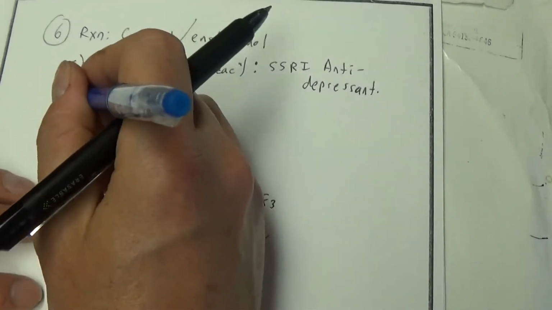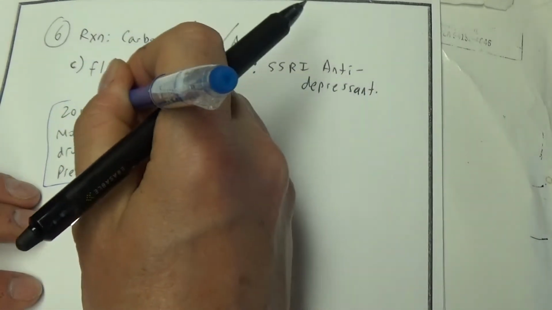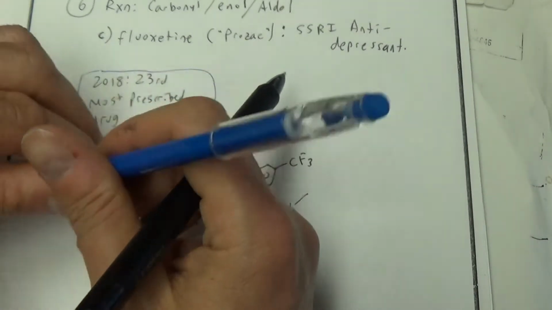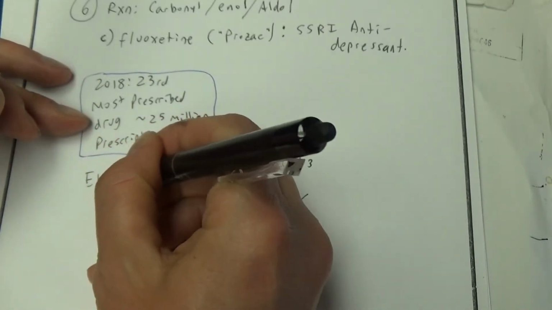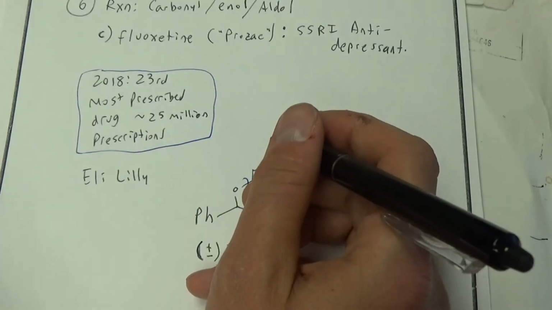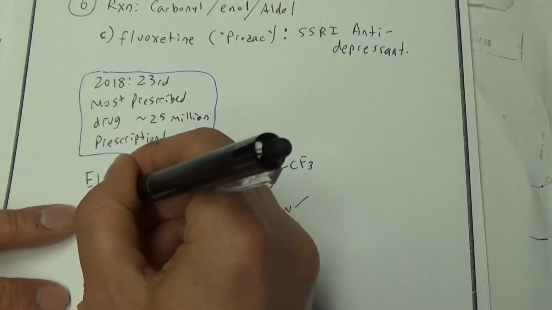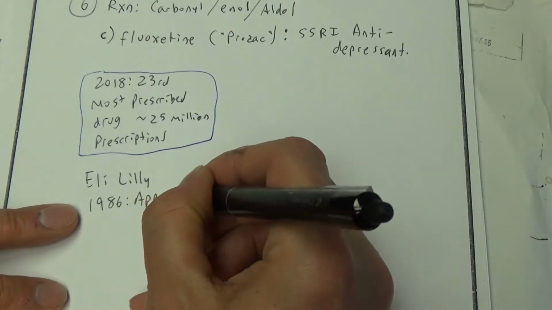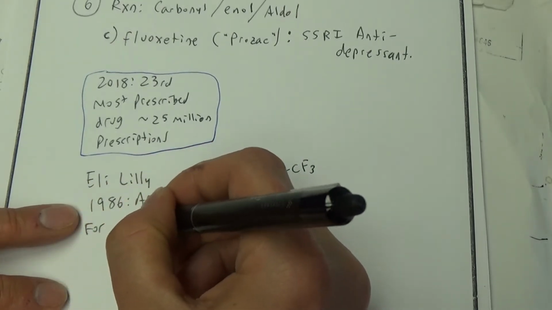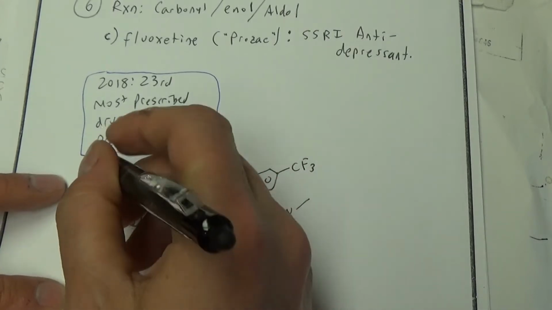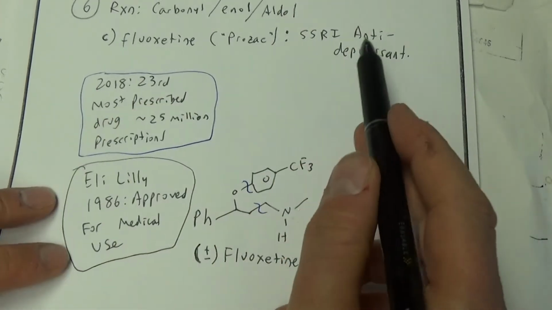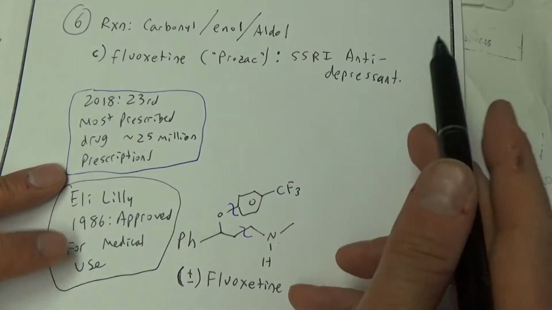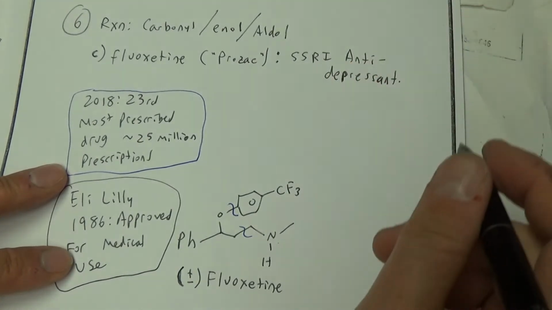anything else to mention before we continue? The drug company that popularized this drug was Eli Lilly. They commercialized it, I think, in 1986. It was approved for medical use. Okay, and I'll talk about SSRIs also in a bit. I have a little scheme that shows roughly how they work biochemically.